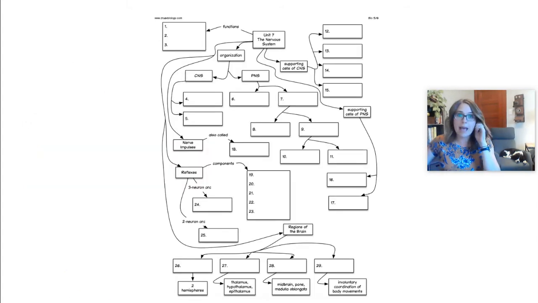So in your packet, the next page is this. This is the concept map I will go over tomorrow. So we're going to leave this one blank. It's a great way for us to review right before your test, and kind of short and sweet, we go over everything.